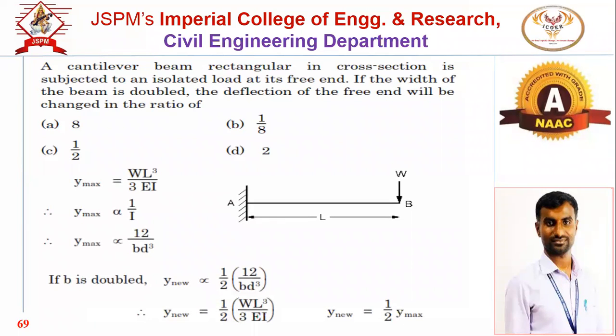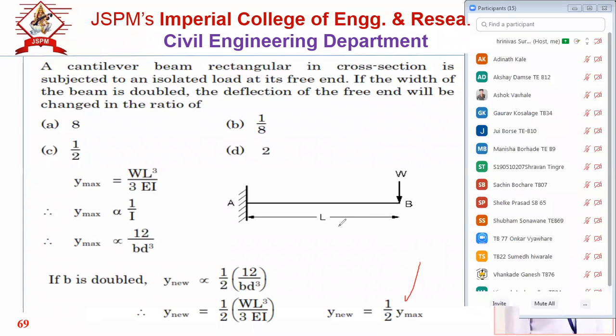Now see here, BD cube by 12. So again, deflection is inversely proportional to the moment of inertia. So after this simplification, what we are getting? For second cross section, twice of B into D, it is 1/2 of the first case. Okay. So the correct answer is option C.